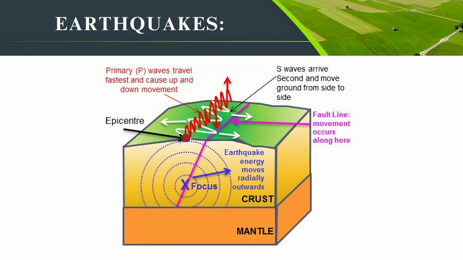You can see there is a center of the earthquake which is near the crust and the mantle. Then we have S waves, which arise and move the ground from side to side. The fault line movement occurs along here, which is indicated with the pink marker, and then primary waves travel fastest and cause up and down movement. That is called the epicenter of the earthquake.